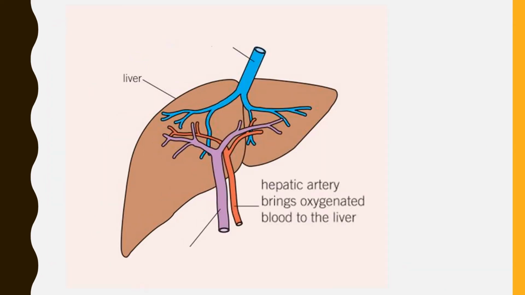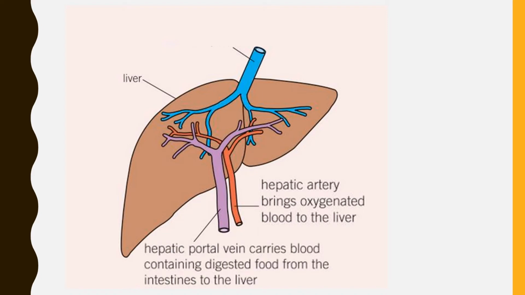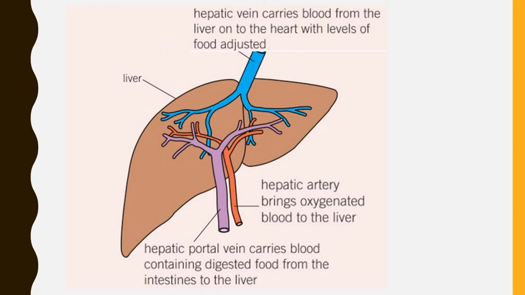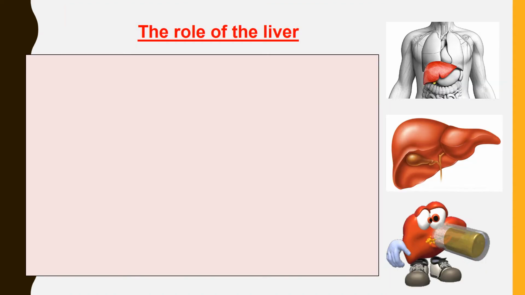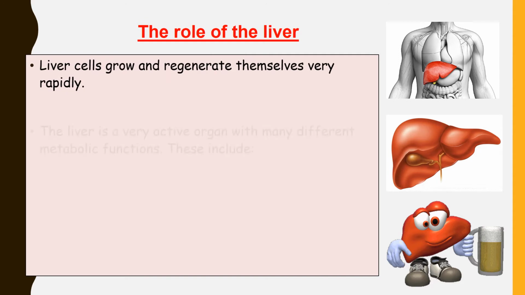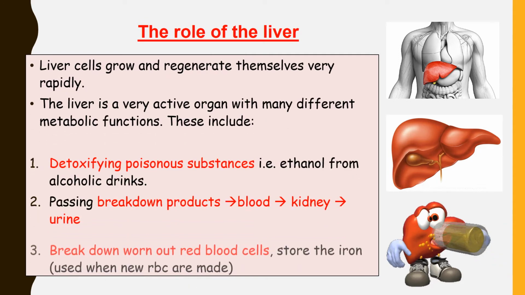We got on there, there is the hepatic artery, and that brings oxygenated blood to the liver. We have got the hepatic portal vein that carries blood containing digested food from the intestines to the liver. And we've got the hepatic vein which carries blood from the liver onto the heart with levels of food adjusted. So we've got two major blood vessels going into the liver. So it has a very rich supply of blood so that it can do the following things.